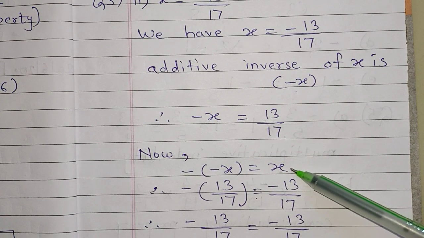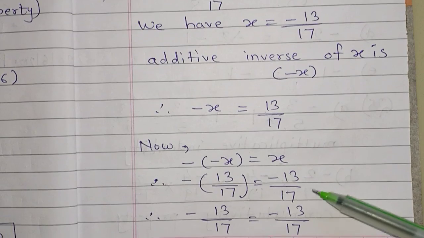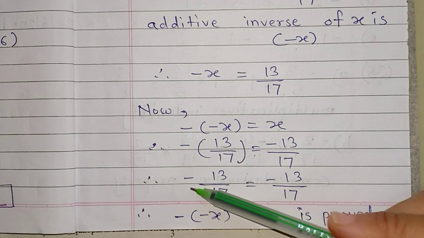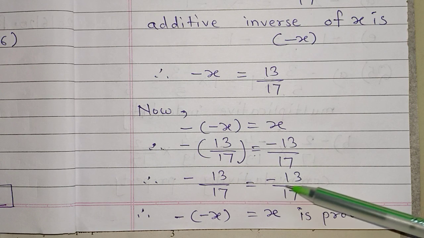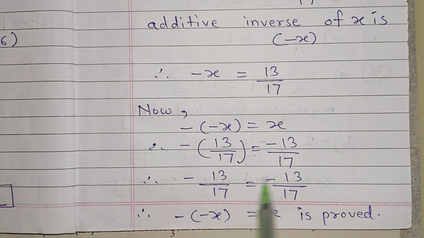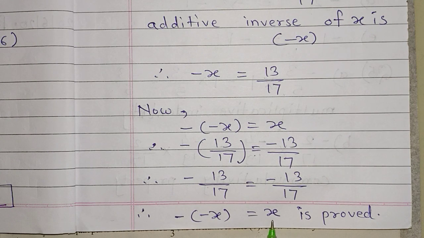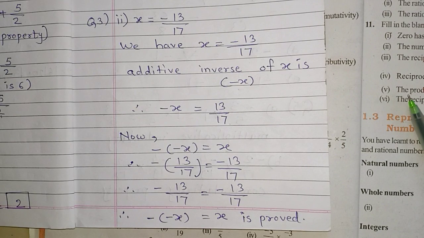So I have written below the x, minus 13 upon 17. After solving this bracket, I got the answer minus 13 upon 17, which is equal to minus 13 upon 17. So here left hand side is equal to right hand side. Therefore, it is proved that minus x is equal to x. You can view this sum and try to solve the exercise.